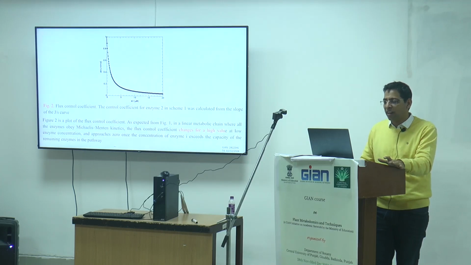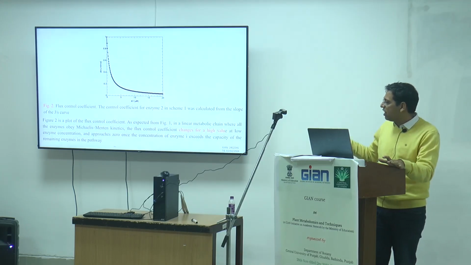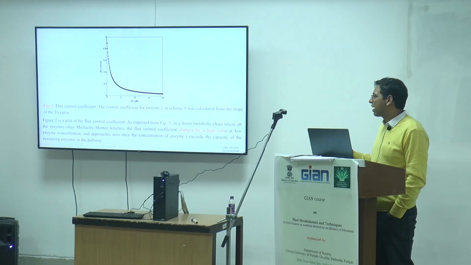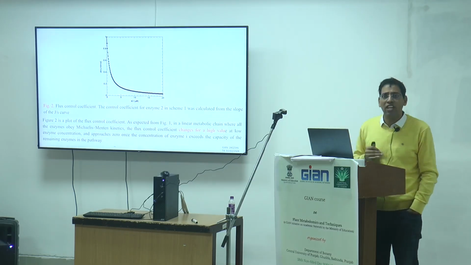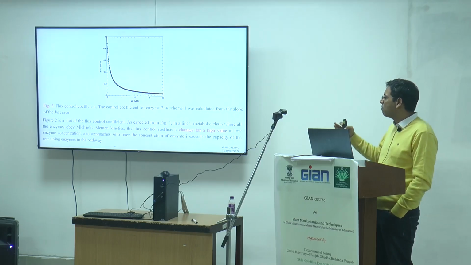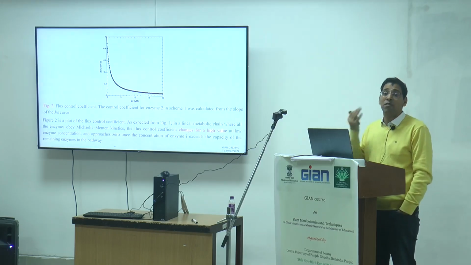So here you can find the flux control coefficient. It is a linear metabolic chain where all the enzymes follow Michaelis-Menten kinetics, and finally the flux control coefficient is changed: it has a high value at a low enzyme concentration and approaches zero when the concentration of the enzyme exceeds the capacity of the remaining enzymes of the pathway.